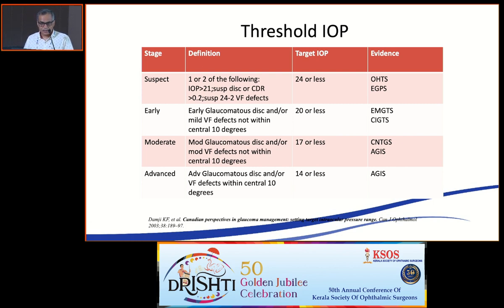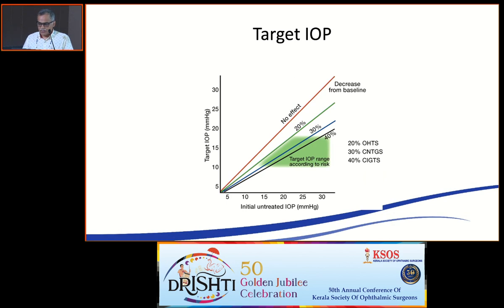If you want a threshold IOP, again, that is also available from these studies. And if it's a suspect, you may have to reduce it to less than 24. Early glaucoma 20 or less, moderate 17, and advanced 14, from the AGIS study. So this is a graph that shows the initial untreated IOP with the percentage reduction that you want. So the person is having a 25 initial IOP and you want a 40% reduction. That means you can see that you need around 15 millimeters of mercury as the target IOP.